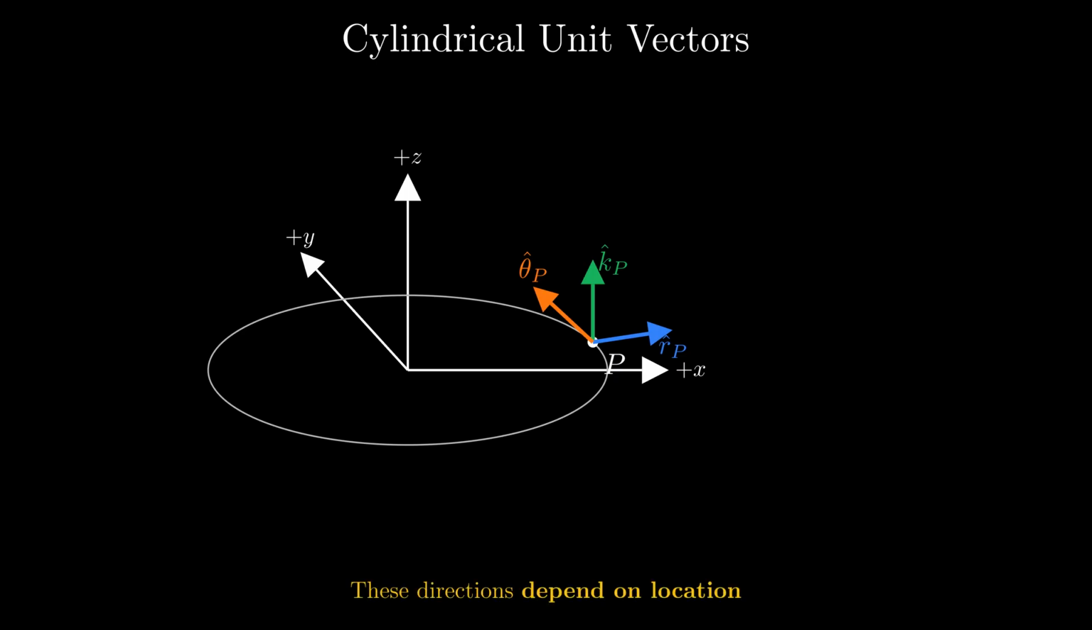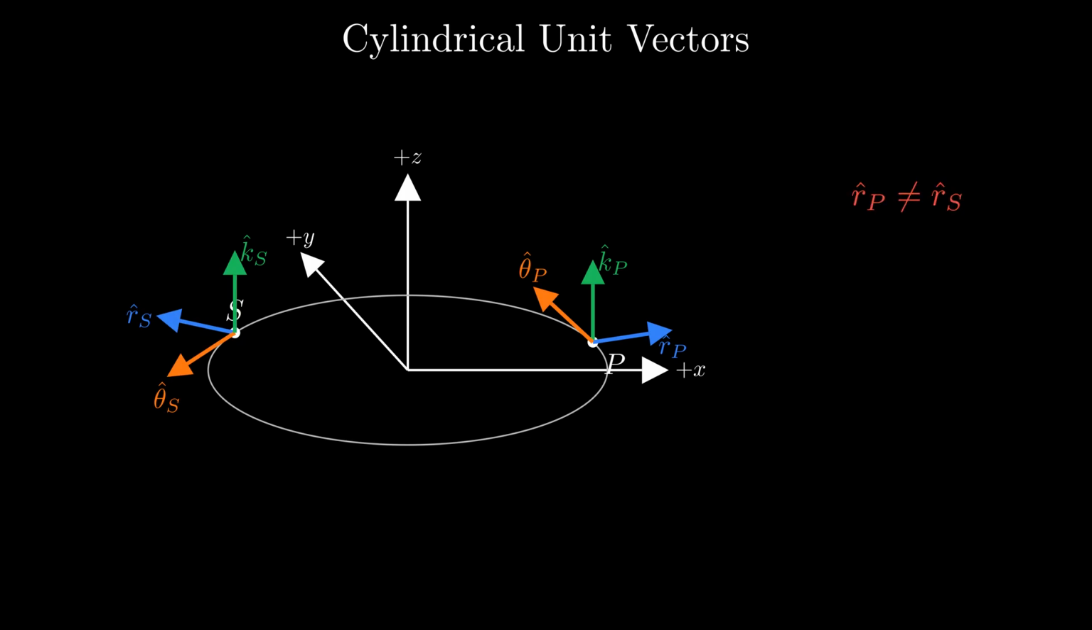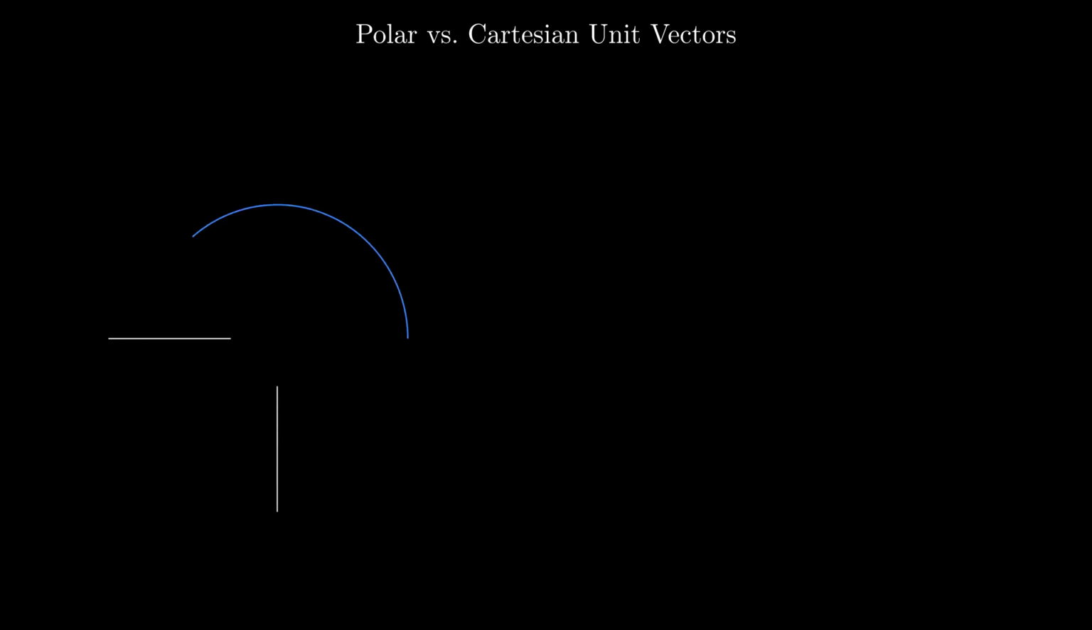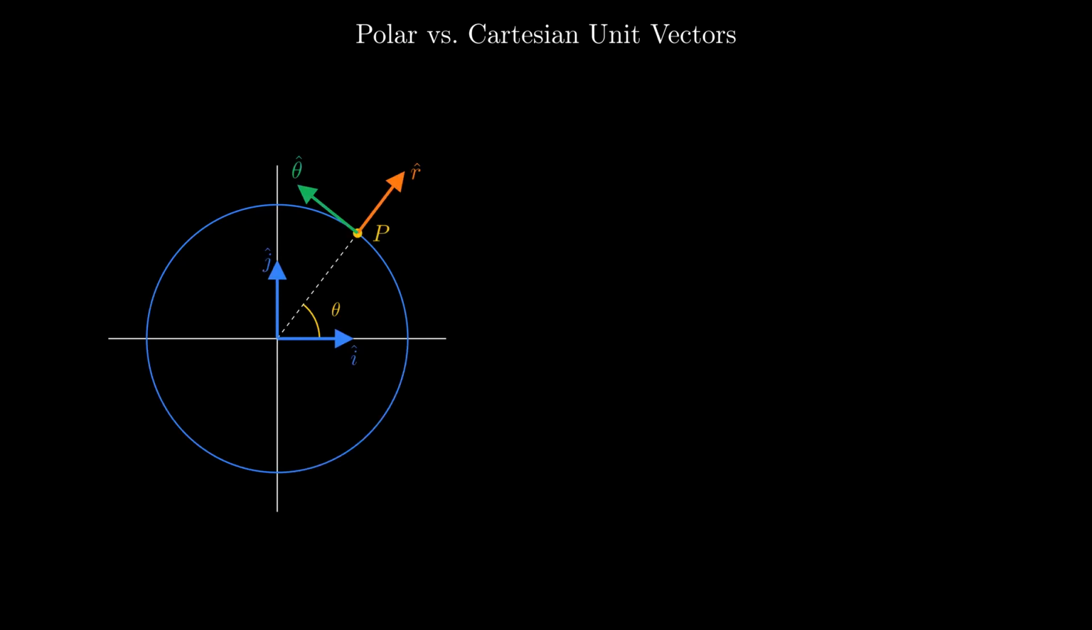Here's the crucial difference from Cartesian coordinates. These directions depend on location. At a different point S, r̂ at S points radially outward from S's position, a different direction entirely. So r̂ at P does not equal r̂ at S, and θ̂ at P does not equal θ̂ at S. By convention, we still drop the subscripts and write r̂, θ̂, k̂, keeping in mind that the directions of r̂ and θ̂ depend on where the point is.